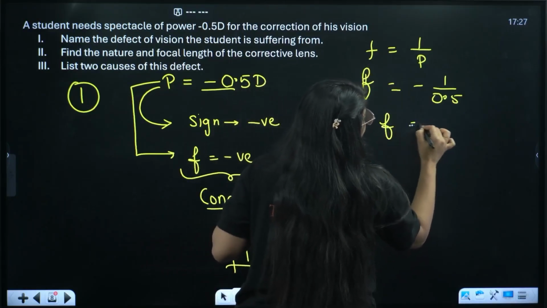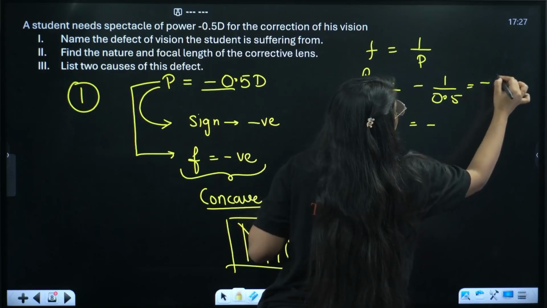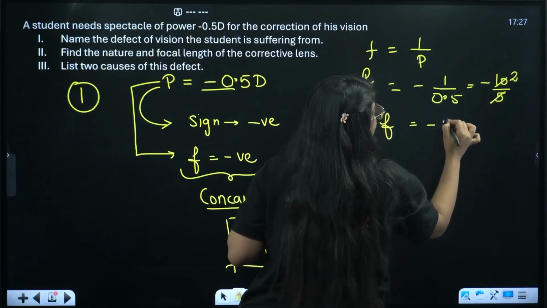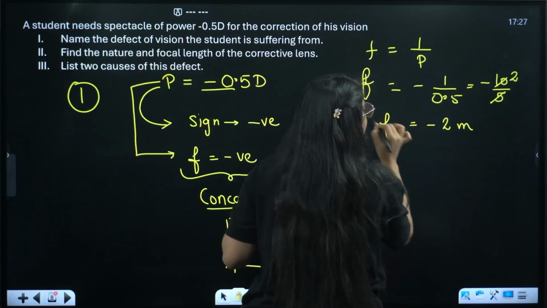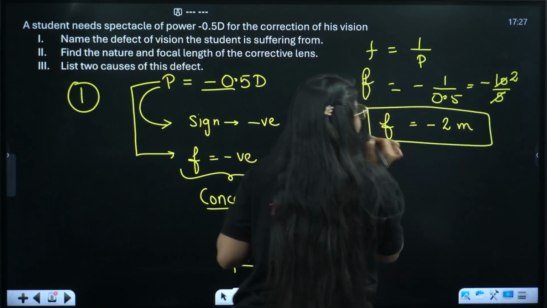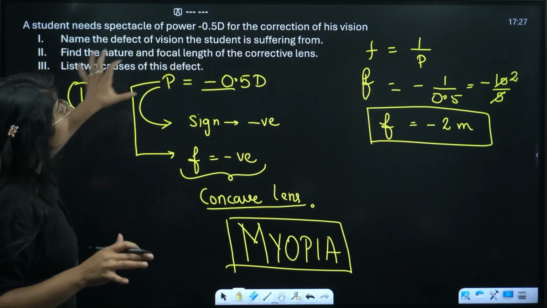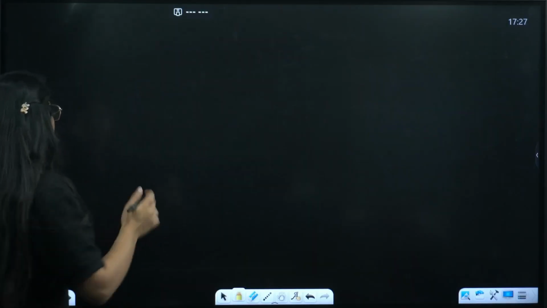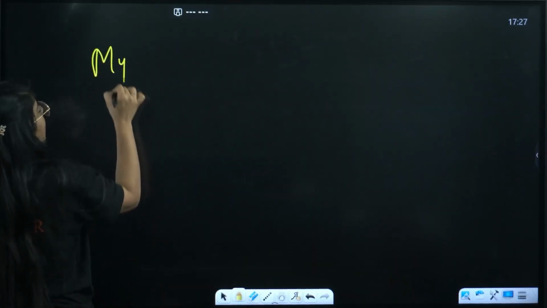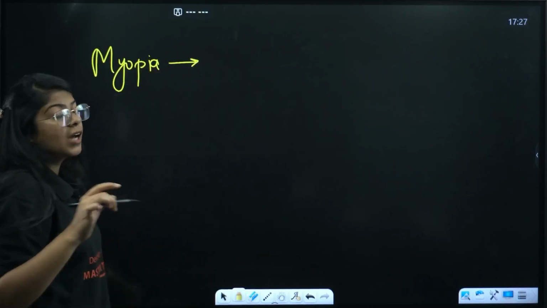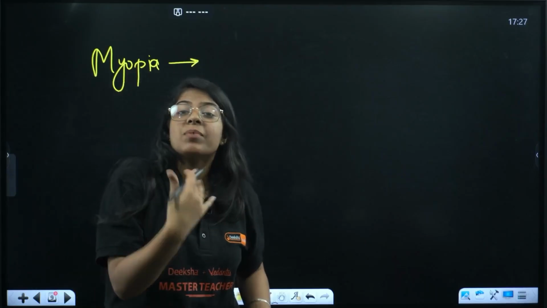So focal length will be minus 10 by 5, 5 2s are 10, so this will be minus 2, but in meters. Done? Correct? Okay. Then we have: list 2 causes of this defect. We have myopia. What are the causes of this defect?